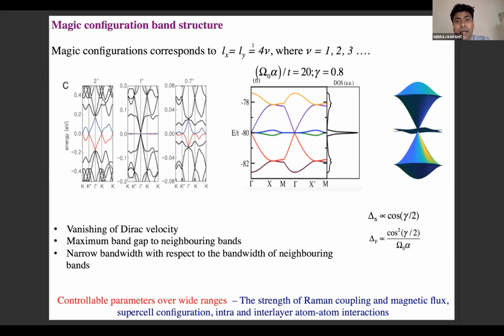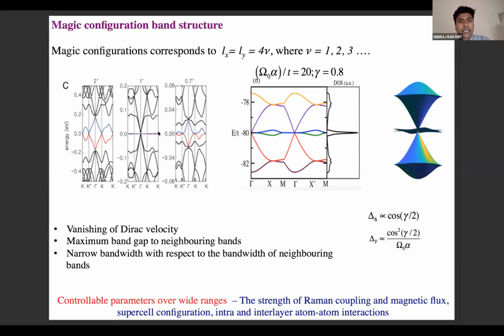Whenever Lx equals Ly equals 4 nu, where nu is an integer, this kind of band structure appears. The two middle bands in between are quasi-flat, and the flatness can be controlled precisely by tuning the strength of the Raman coupling. The dispersive bands in close proximity are Dirac bands, and the velocity of the Dirac bands can also be controlled by tuning the magnetic flux that we introduced before.